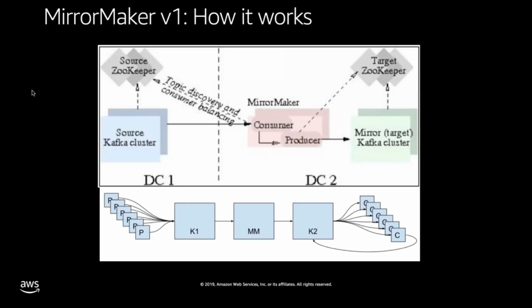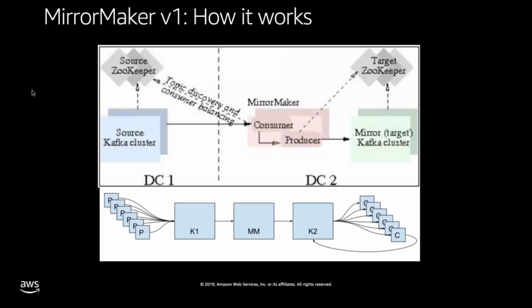I'm going to talk about MirrorMaker version 1. So Kafka's mirroring feature makes it possible to maintain a replica of an existing Kafka cluster and also migrate an existing cluster to another like MSK.